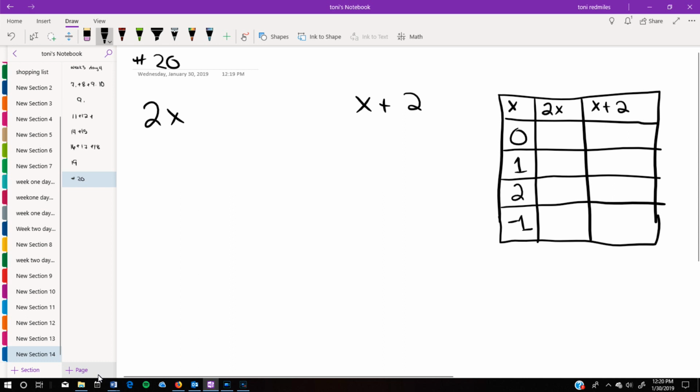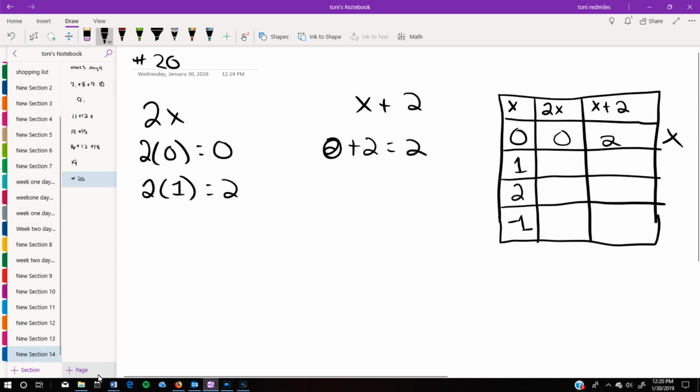Now I got to put these in. Alright, I'm going to put 0 in for this one. 2 times 0 is 0. And I'm going to put 0 in for this one. 0 plus 2 is 2. Those are not the same. Okay? So now I'm going to put 1 in for this one, and I'm going to get 2. And when I put 1 into this one, the answer is 3. So my answer is 2 and 3. That is not the same.